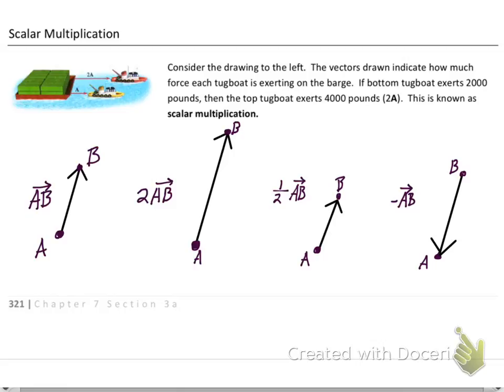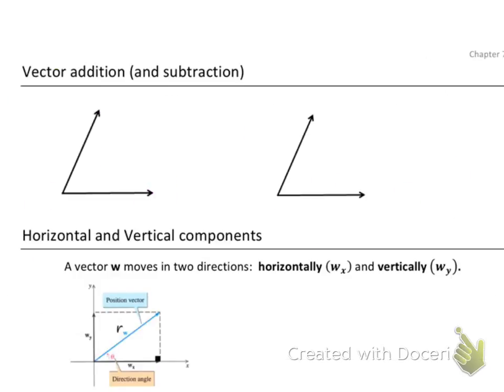So that also tells me that if I ever have negative vector AB, it actually equals the vector BA. Remember, when I'm naming these, it's the start to the end. So my new start is B, my new end is A. All right, and that is what scalar multiplication is.